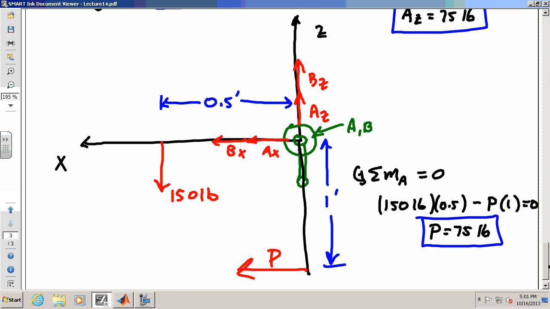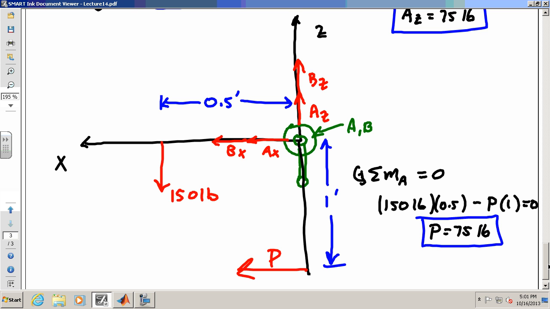By the way, you can also solve looking at this picture. Sum of the forces in the z direction is equal to 0. You have AZ plus BZ minus 150 pounds equals 0. Oh, we already got that. I'm sorry, we don't need that because we already solved AZ and BZ. That's just obvious, right? They're both 75.